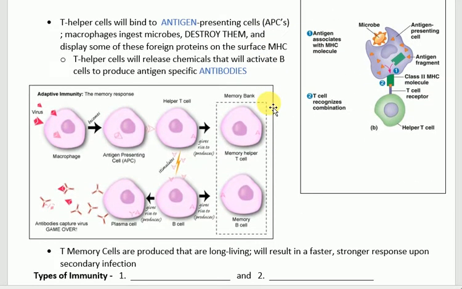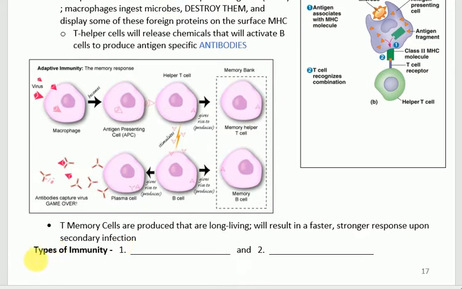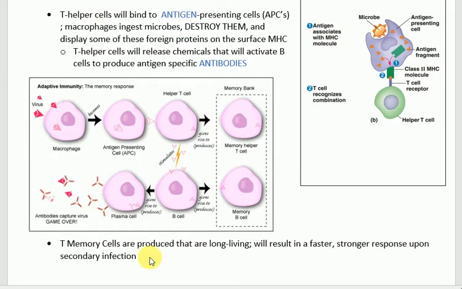And then we have the T memory cells. They are produced, they're long-living, they result in faster, stronger response. And you can see here what it's doing. It's got now a memory here of this virus in it, of the macrophage. Of the virus itself, so that if it happens again, it will be much faster.